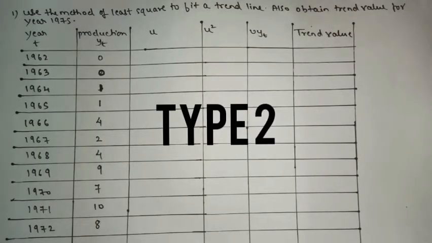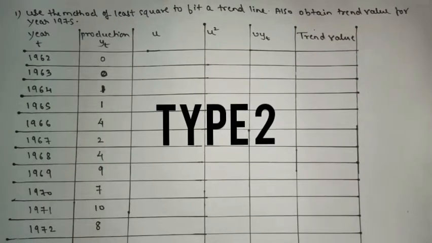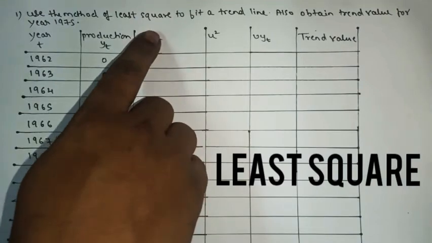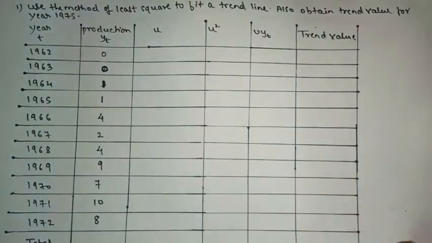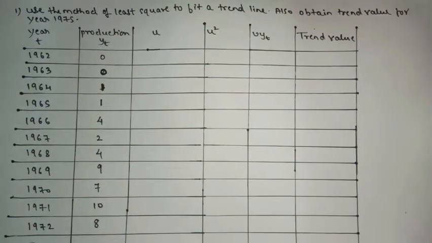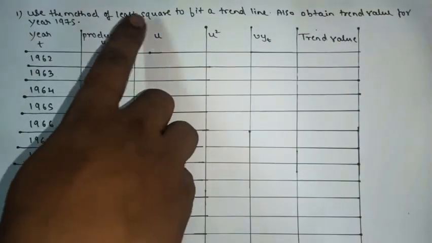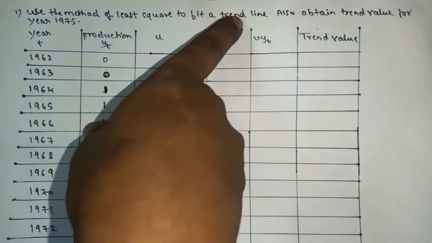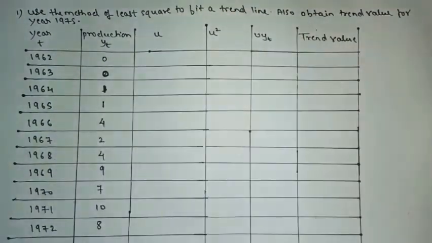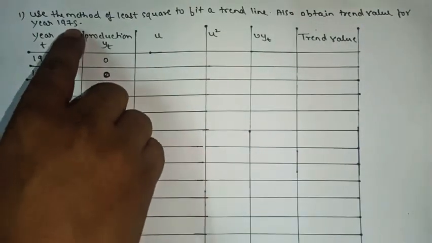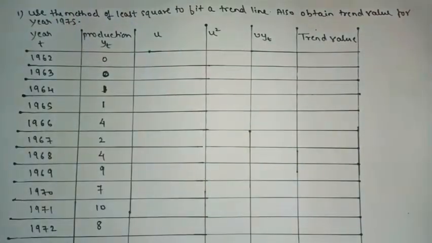Hello students. So now in this lecture we'll see the type number 2, that is the method of least square. You can remember this method as least square method. So here can you see the heading? It is given that use the method of least square to fit a trend line, and also you have to obtain the trend value for year 1975.